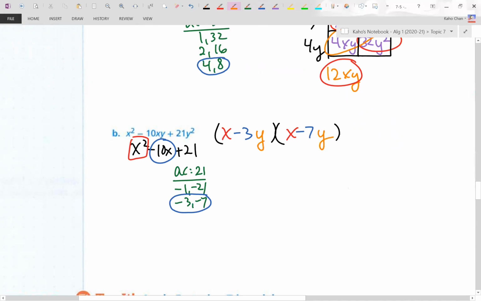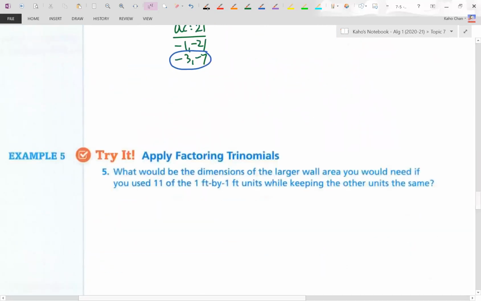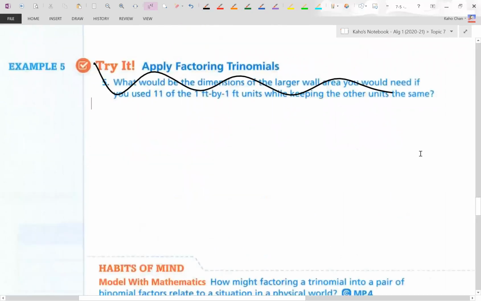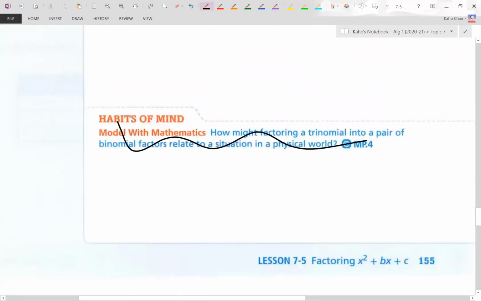You guys ready for the last page? Let's do it. Not too bad. This is a pretty relatively short section, but it's brand new. I'm skipping example 5. Don't worry about that. We're going to jump into the habits of mind. We'll jump to the last page.